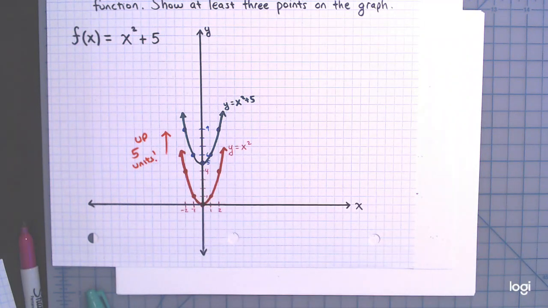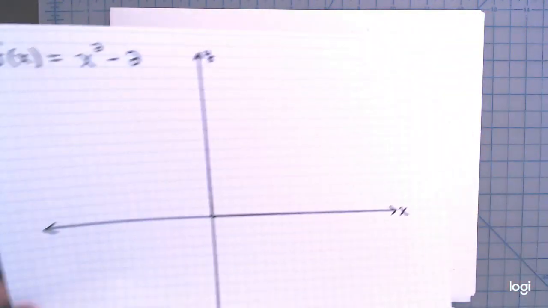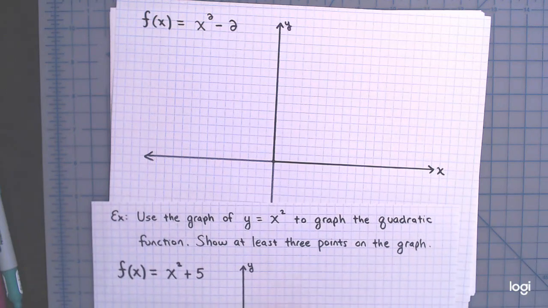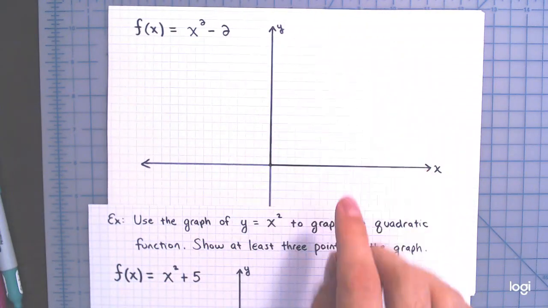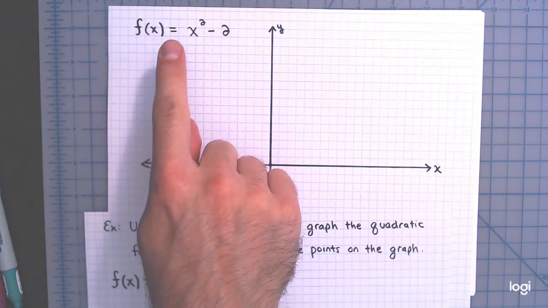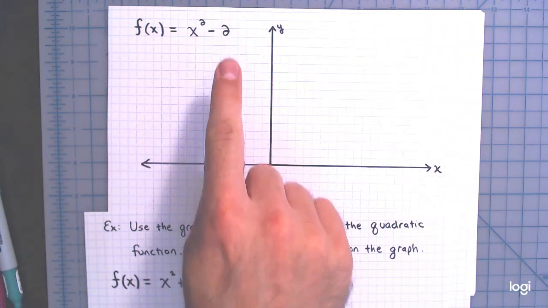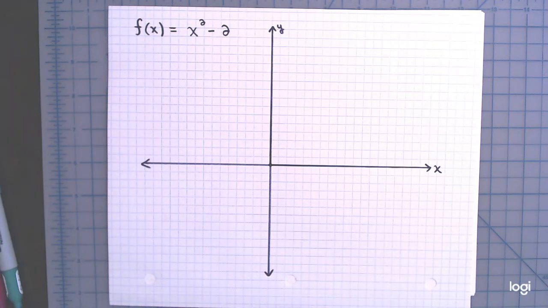So I have one last example, right? Again, this vertical shift in translation I don't think is too bad. I'm asked to do the same thing here. Use the graph of y equals x squared, so I'm going to start with this again, and then graph the quadratic function f of x equals x squared minus 2, and then show some points. I showed 5 points in the last one. Technically, I should have labeled them, but you could see them from my table.